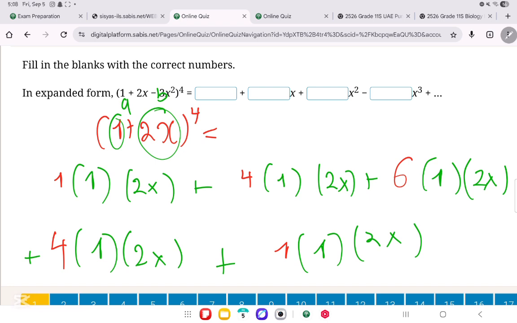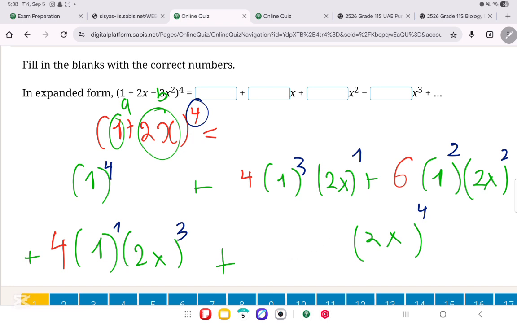Now, we start with the exponents. Always, A will have the exponent of n, so 4, and it will decrease until it reaches 0, so 4, 3, 2, 1, and 0. Whereas for B, it's the opposite. You start with 0 and you increase until you reach n, so 0, 1, 2, 3, and 4. Okay, perfect. Now, you remove anything that is to the power of 0 and you remove 1.